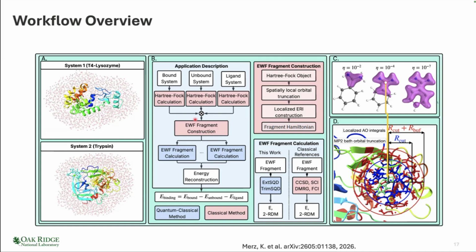So this will again take a full system mean field calculation, will be processed through this modified fragmenting algorithm, then given off to quantum hardware to perform a quantum sampling, and then this configuration recovery and subspace diagonalization, and then again reconstructed from those fragment calculations to give a full energy. Yeah, and they'll provide some classical references as well.